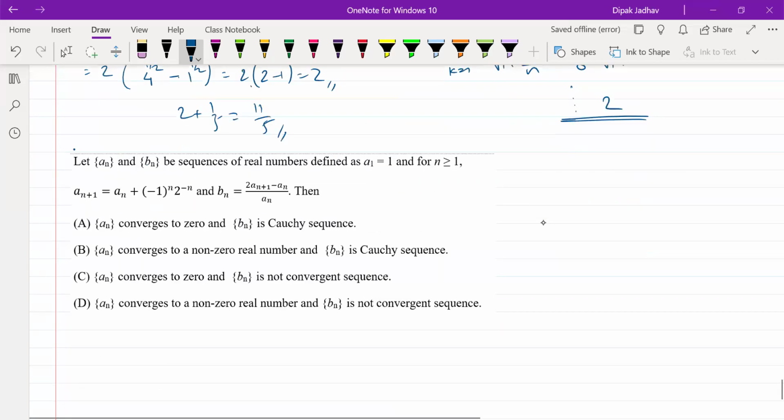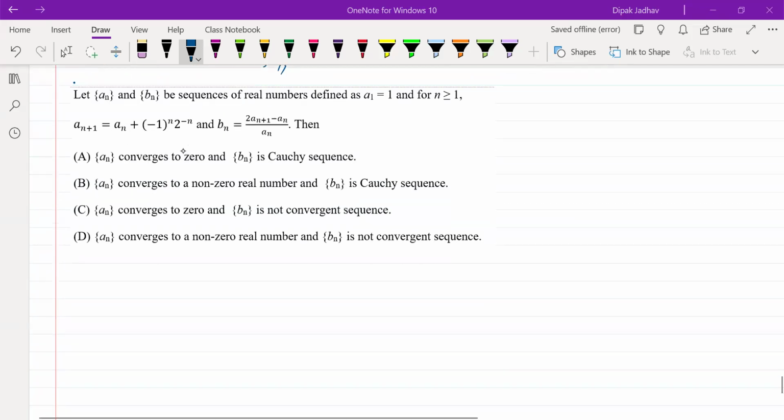Let's move on to this question. Is it visible to all of you? There are two sequences of real numbers which are defined in this way. A1 is equal to 1. An plus 1 is defined like this. And Bn is defined using terms of An. Then we want to conclude something about An and something about Bn.